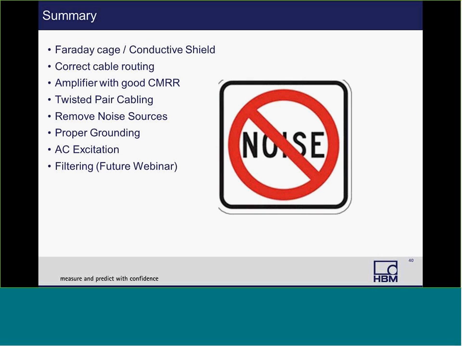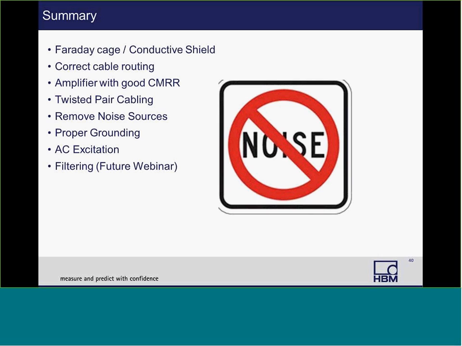So, in summary, you want to have a good Faraday cage and conductive shield. You want to do correct cable routing. I showed you examples of how improper unshielded cables and also poor cable routing can induce noise into your signal. You want to have an amplifier with a good common mode rejection ratio. You want to use twisted pair cabling. If you can, remove your noise sources. I mean, that's the best solution, but that's not always possible.